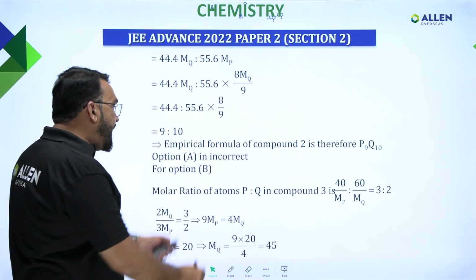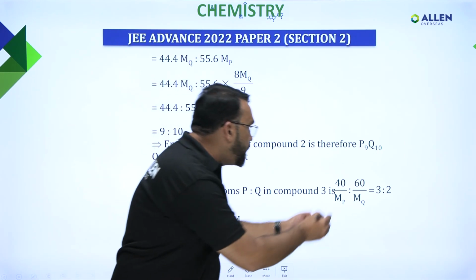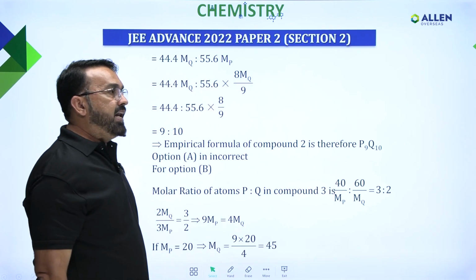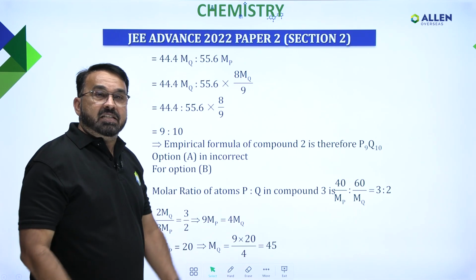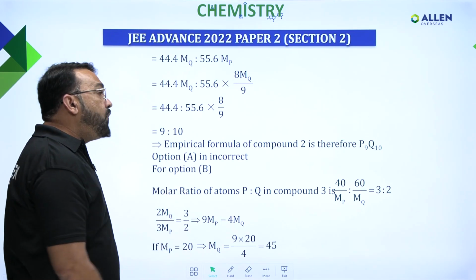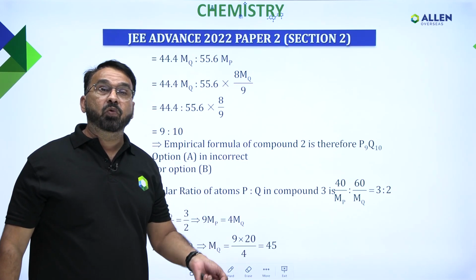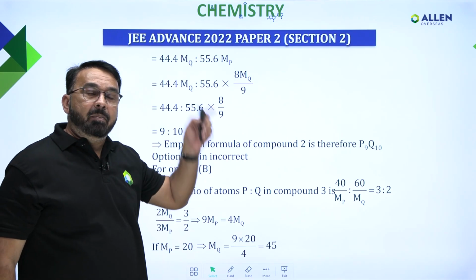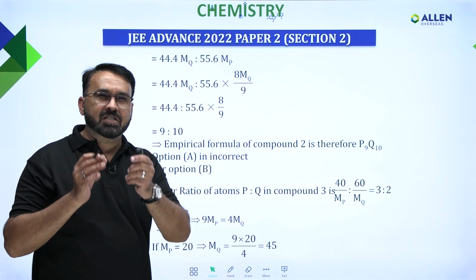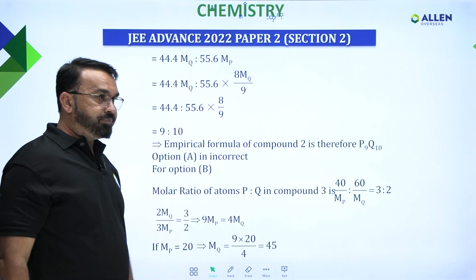Therefore the empirical formula of the compound 2 is P9Q10. Yes, this is not in accordance with option A that is given to you. Therefore option A is incorrect, students. So here we have proved that option A is incorrect by the mathematical calculation, which is simple calculations. Next, moving to option B now.